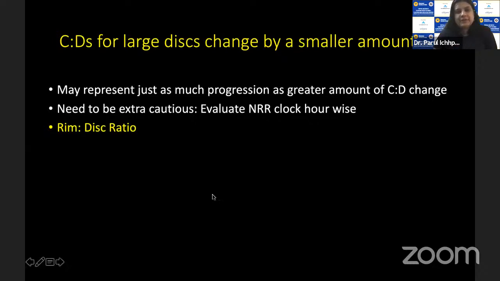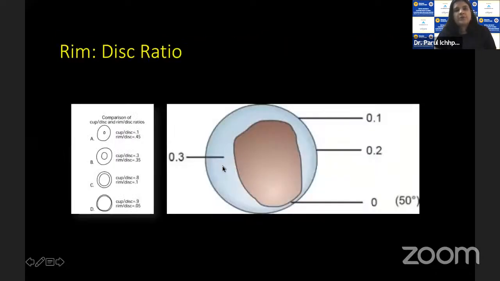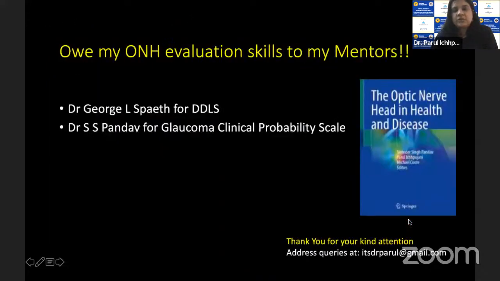So this change can actually be taken care of by another parameter, which is called the rim disc ratio. I will not go too much into details because I don't want you to develop another concept at this point of your practice. Even if you're using the cup disc ratio, I would just suggest that from now on, if you draw a diagram, you look at the amount of neural tissue, the amount of neuroretinal rim, and the location of absence of this rim. I think that will give you a good enough idea.